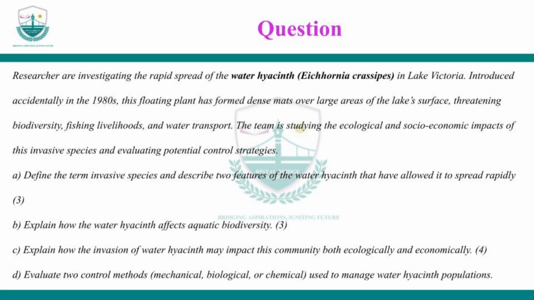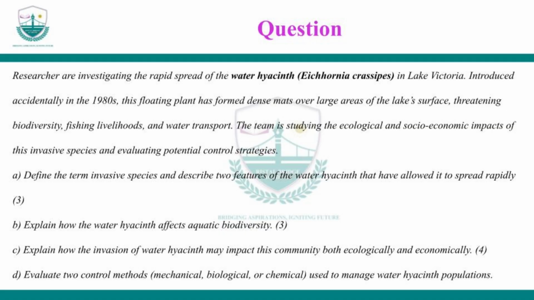To bring this topic to life, let's focus on a real case study, the water hyacinth, Eichhornia crassipes. This plant was introduced by accident in the 1980s and has since spread rapidly across parts of Lake Victoria. It floats on the surface of the water and forms dense, tangled mats that cover large areas of the lake. Now, it may seem like a harmless aquatic plant, but it's actually choking the lake.